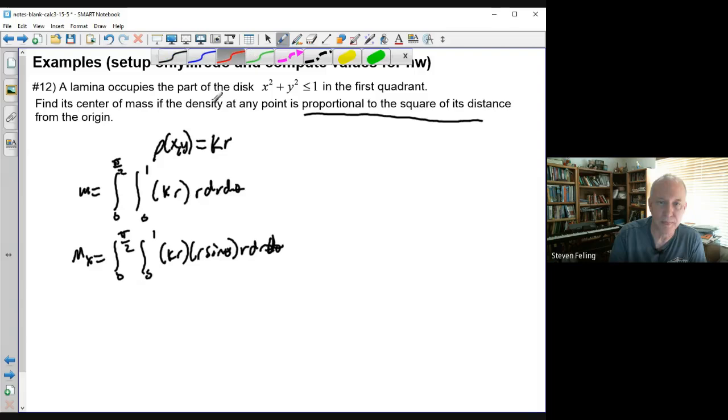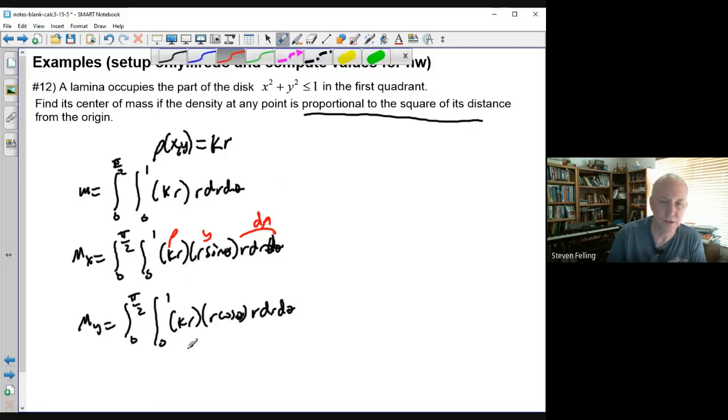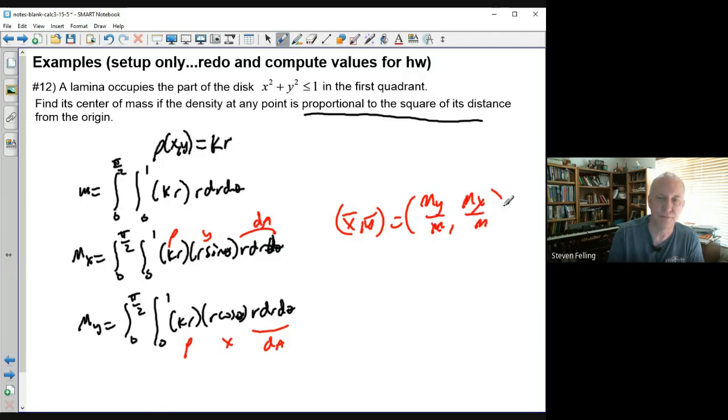right? Where this is the ρ, this is the y, this is dA, all right? And then my would be 0 to π/2, 0 to 1, kr, but this will be r cos θ, because for the my we have to have the x distance. So this is ρ, the density, this is the x, and this is the dA. Okay, and then again, the x bar, y bar would be my over m and mx over m.